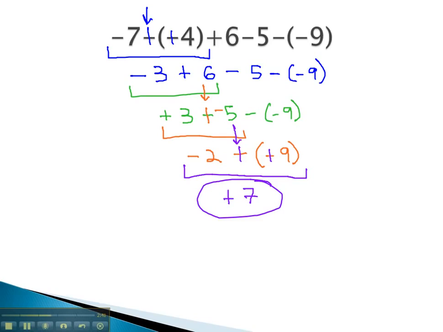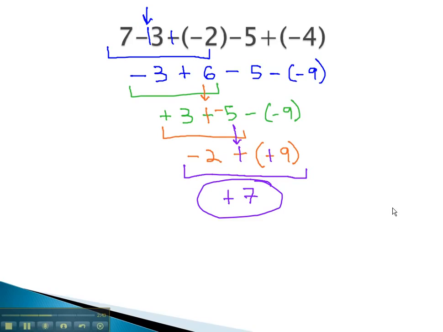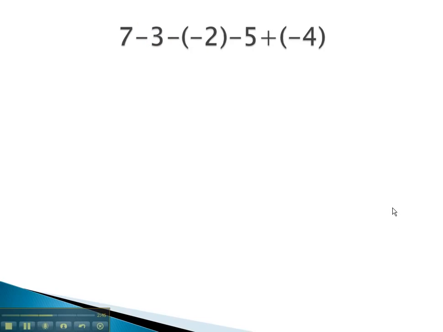Let's try one more example where we work from left to right, changing our subtractions into addition. Here we have 7 minus 3 minus -2 minus 5 plus -4. Starting with 7 minus 3, we don't like to subtract, so we will add the opposite of 3, which is -3. And we see that the +7 is bigger by 4. The rest of the problem still reads minus -2 minus 5 plus -4.